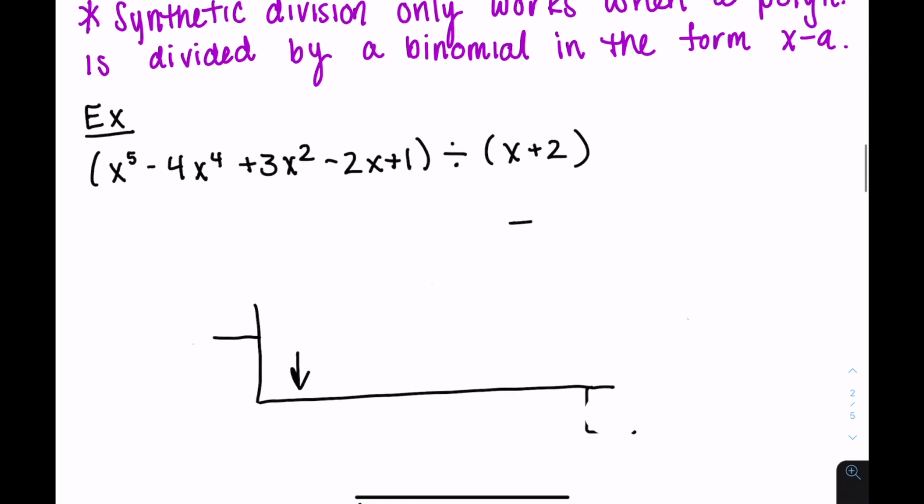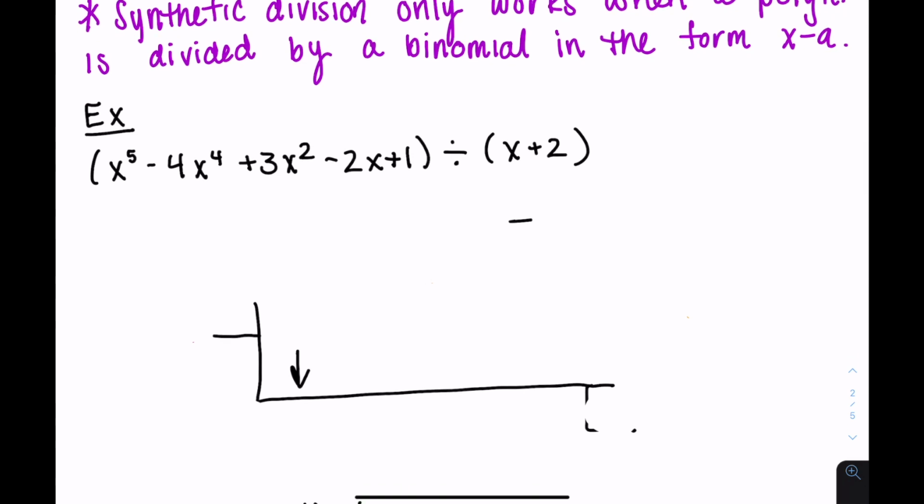So the best thing we can do is go through an example to actually see how this thing is set up. Let's take a look at this division. We need to figure out what the value of a is because it's the form x minus a. So you have x plus 2 you're dividing by. That's x minus negative 2. So really the value of a is negative 2. So that's going to go up here in this little box. We're going to put our value of a.